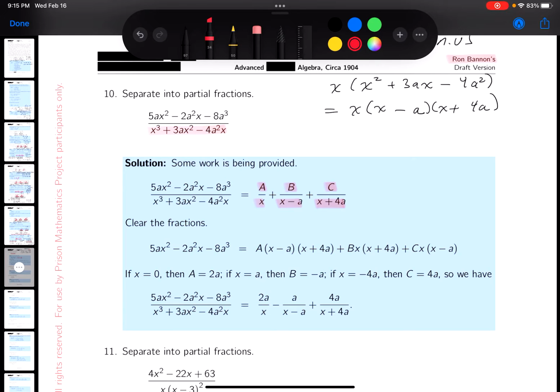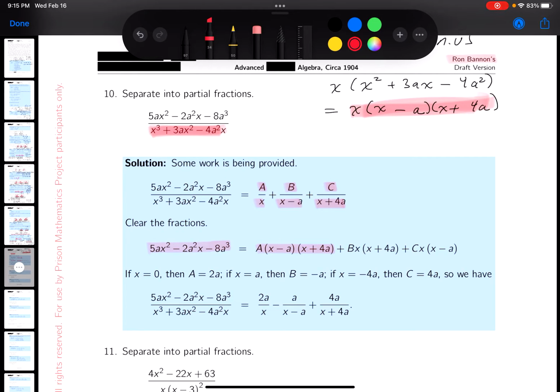The next thing I would do is multiply both sides by the LCD. This is the LCD, or this. They're both the LCD. Now someone says, why do you use both? It's the same thing. So if you did that, you would get this on the left, and on the right you would get a. The x would cancel off, and you're left with the factors x minus a, x plus 4a.